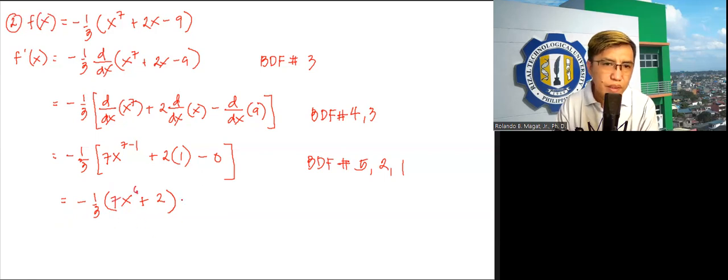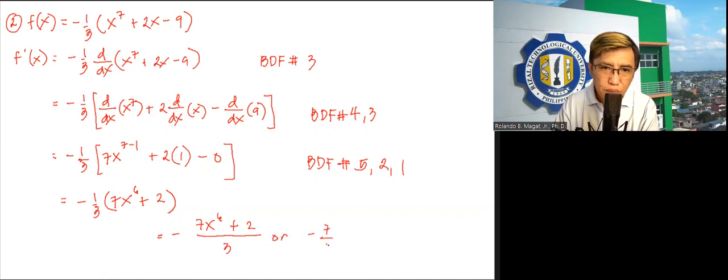So just multiply that. What comes out, of course, is negative 7x to the 6th power plus 2, all over 3. Or you can write it as negative 7 over 3 x to the 6th power minus 2/3. They're the same.